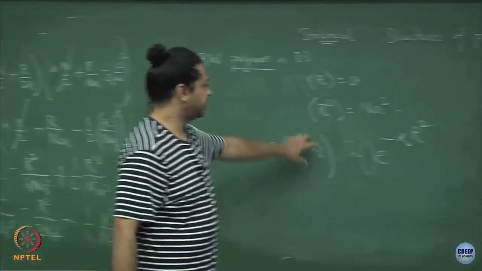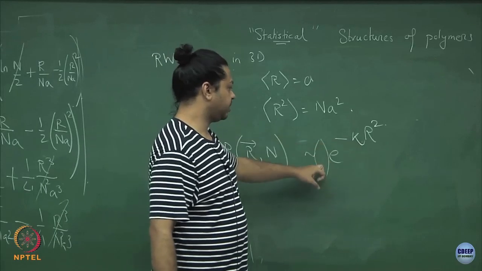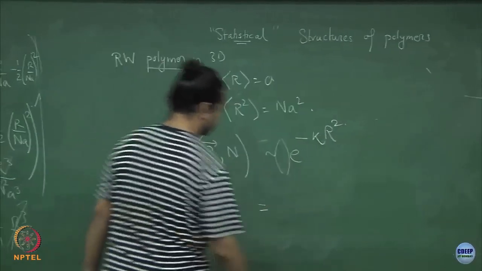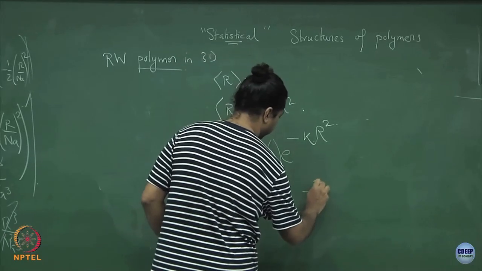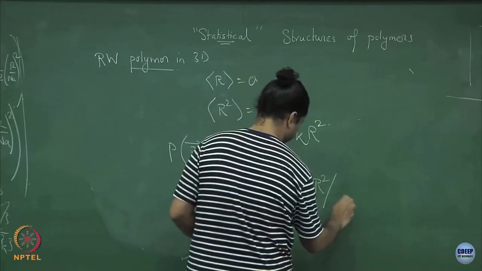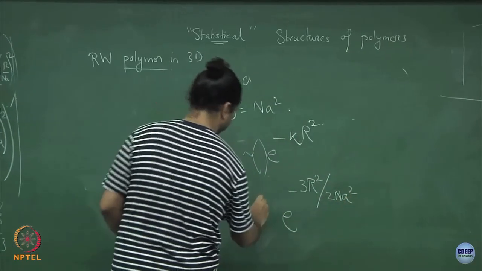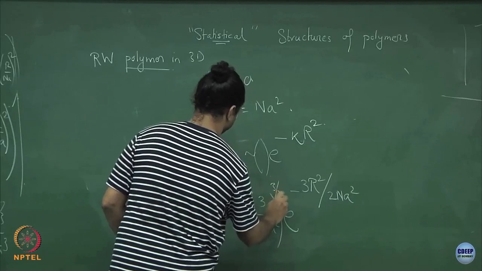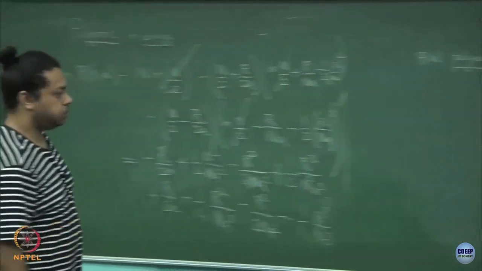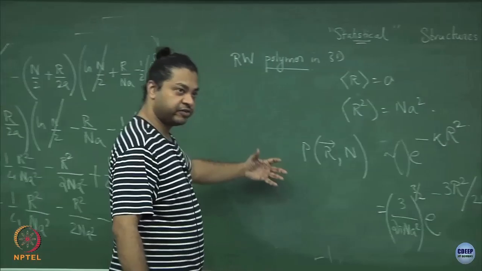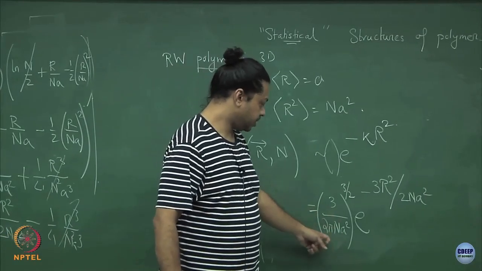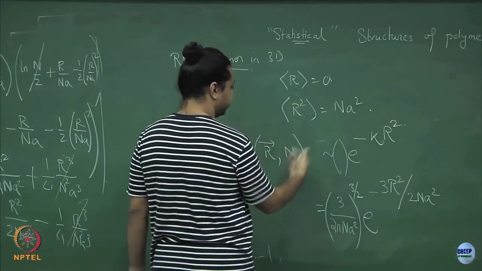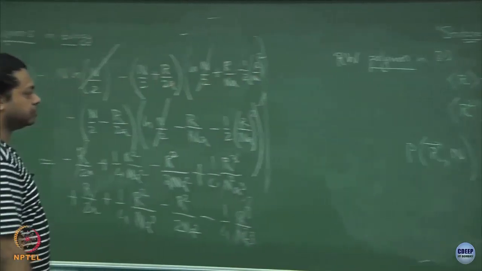So, if you substitute the normalization and you substitute the variance, you can work out what this kappa is, what this normalization factor is. So, what is the probability distribution in 3 dimensions? You get e to the power of minus 3 r square by 2 n a square over here, and here you will get 3 by 2 pi n a square to the power of 3 halves. So, it is like each component r x, r y, r z is doing their own random walk. So, for each of them you will get minus r x square by n a square and so on. If you just put in this variance and this normalization, you should get the full probability distribution for the random walk in 3 dimensions.